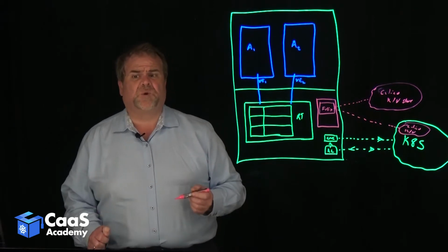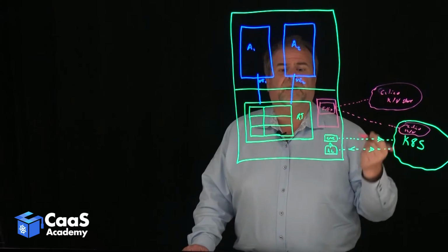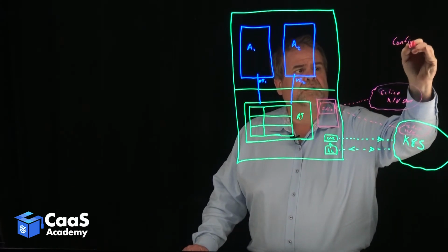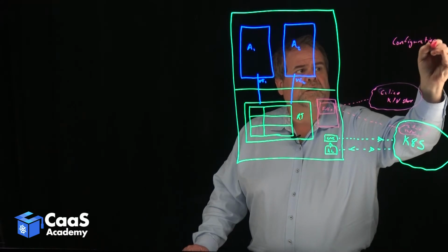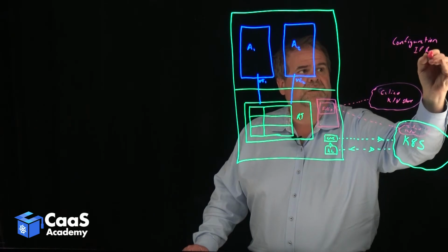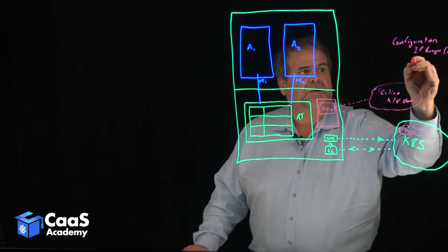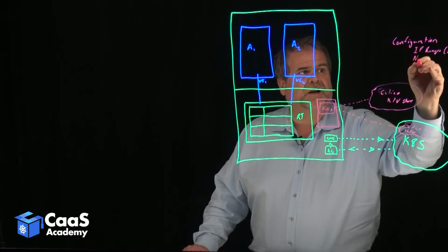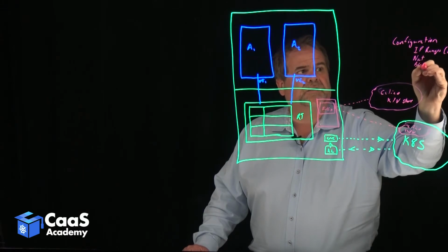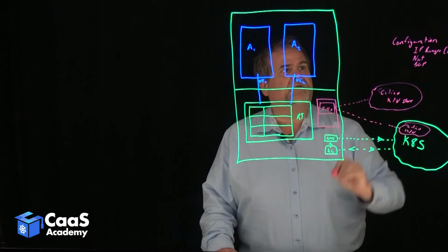Let's talk about what's stored here really quickly. In these key value stores, there are three things stored. One is configuration. This is things like IP address ranges to use, which we call pools, NAT settings, BGP settings, which we'll talk about in a little bit, etc. So configuration is one thing that's stored.